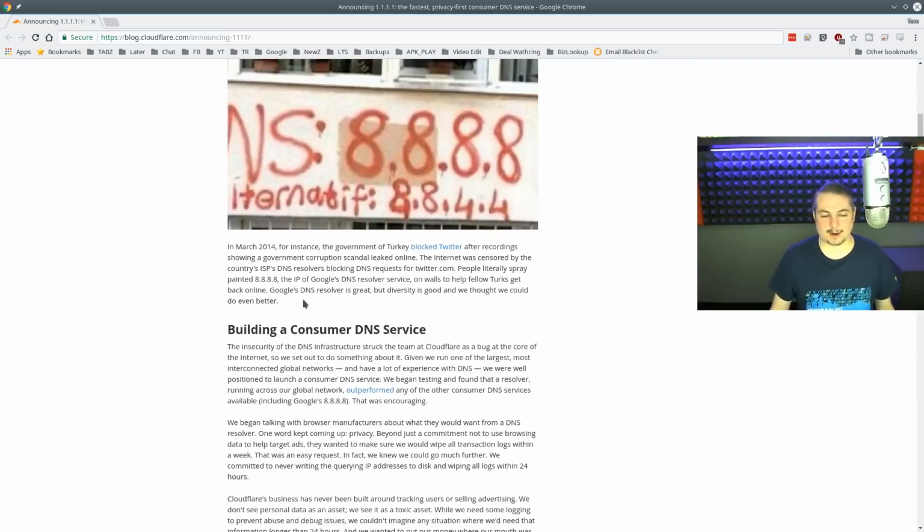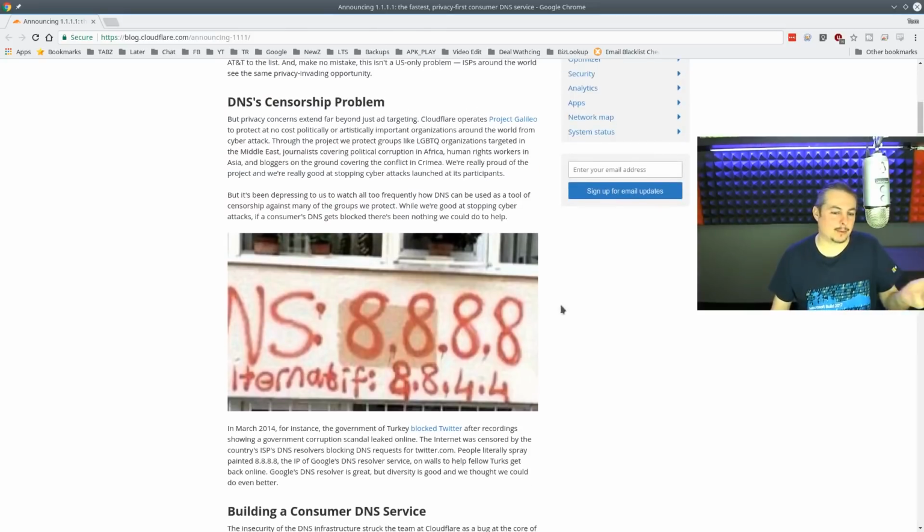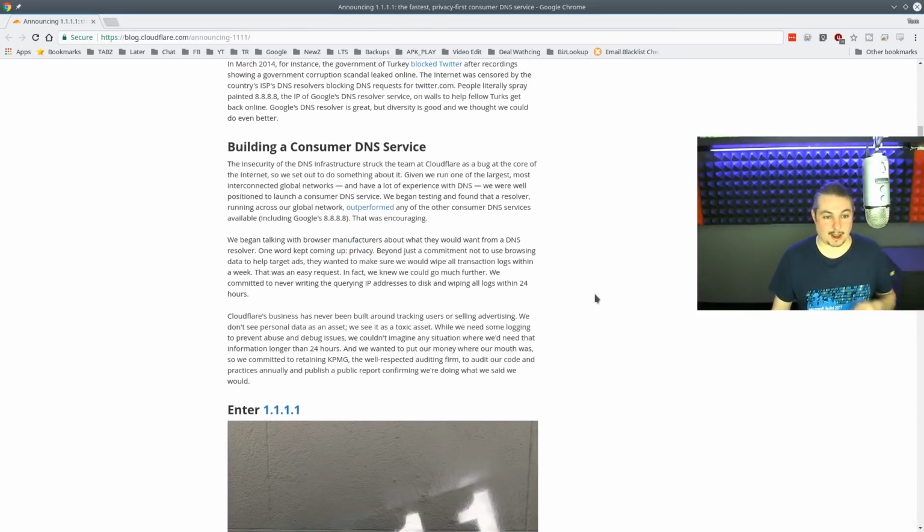They already are pretty much going to block it out of the box. Any of these countries that really support censorship, they're going to block things. That being said, it's novel. I get what they're doing, but yeah, they're going to get blocked. Building a consumer DNS service.